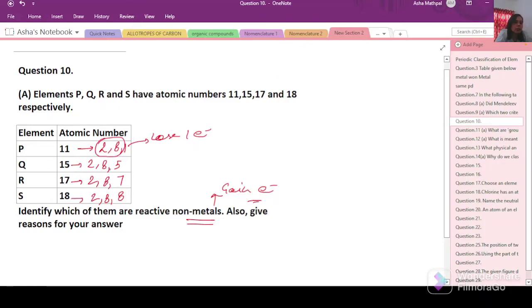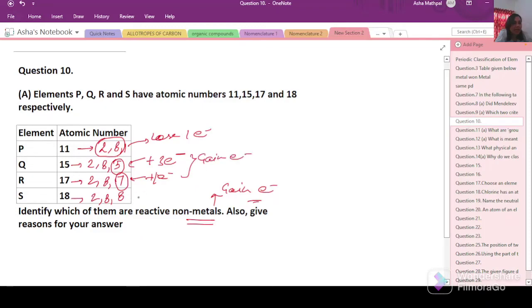Now if you see Q, it is having 5 in its outermost shell. It is in need of 3 more to complete its octet. So it will be taking 3 electrons from another atom. Now R is 2, 8, 7, so 7 are there in the outermost shell. It is in need of just 1 more electron to complete its octet. So Q and R will gain electrons.